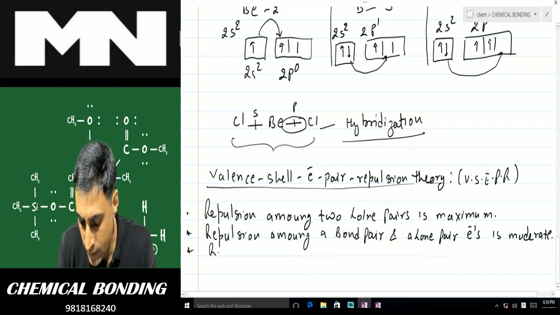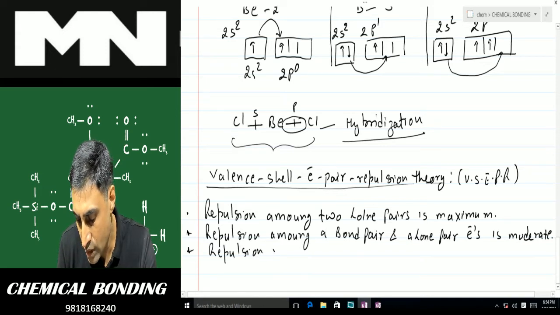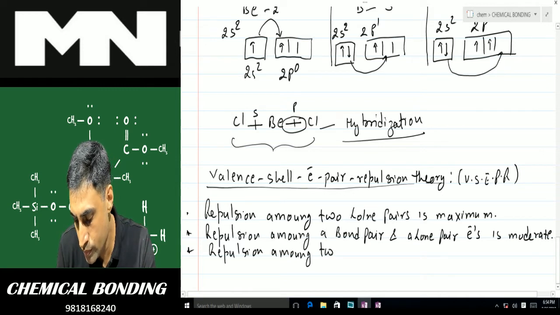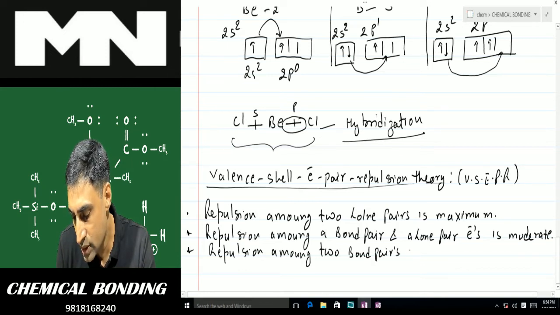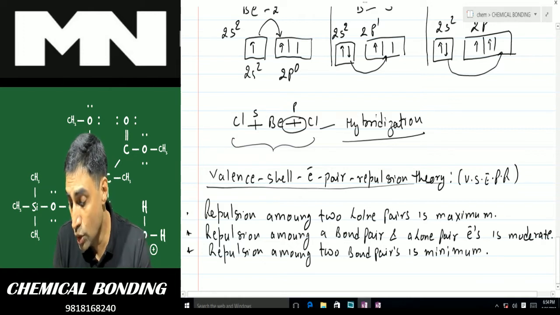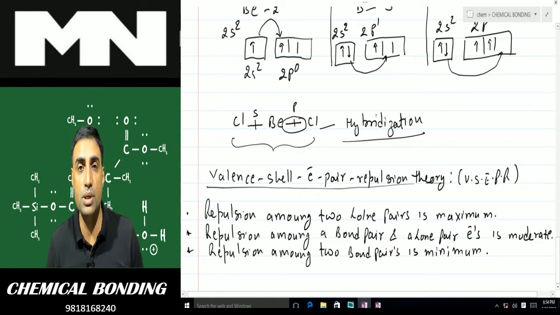and repulsion among two bond pairs is minimum. So although we say that repulsion among two bond pairs is minimum, but it is there.